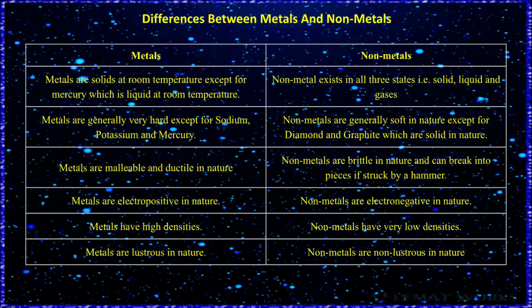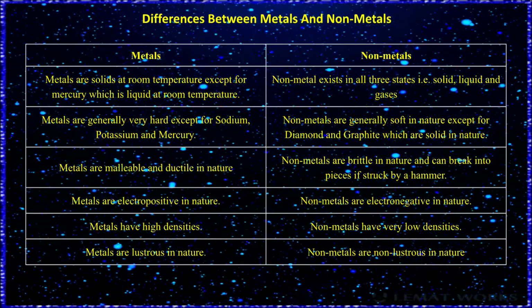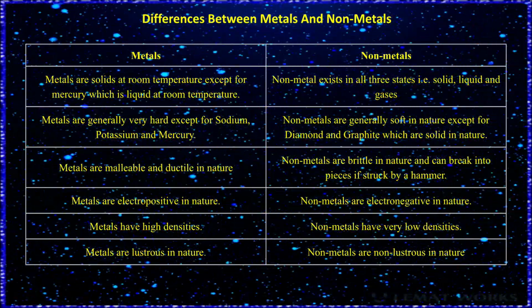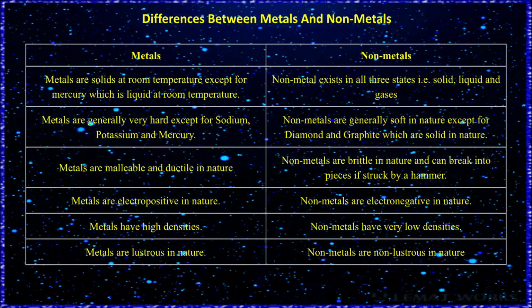Metals are electropositive in nature. Non-metals are electronegative in nature. Metals have high densities and non-metals have very low densities. Metals are lustrous in nature and non-metals are non-lustrous in nature.